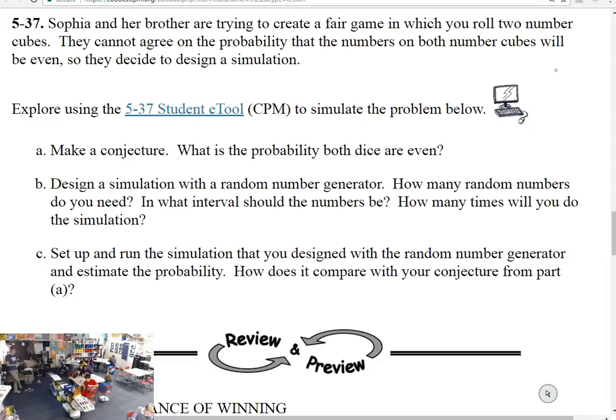So Sophia and her brother are trying to invent a game. Right? Actually, my brother-in-law just sent me a new game that we might try this Thanksgiving. I forget. Talk to me later. I'll pull it up. Okay.